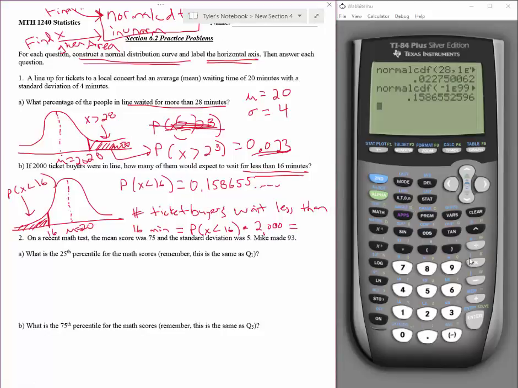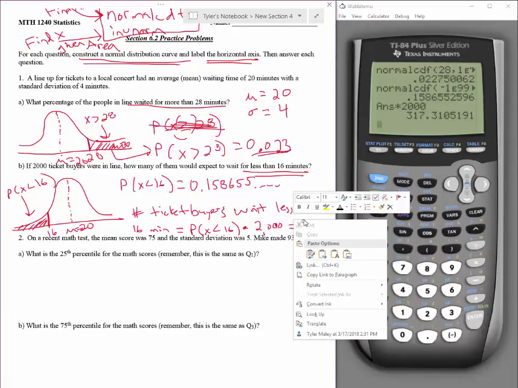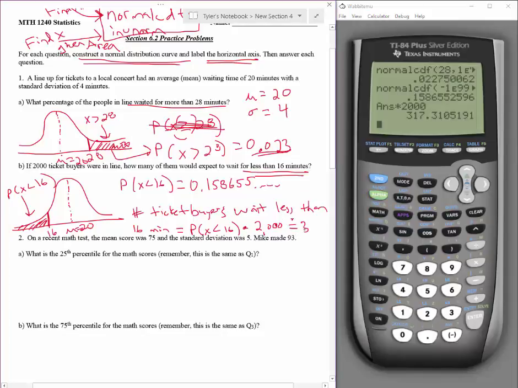So now if I just come over to my calculator and hit times 2,000, we get that we would expect about 317 people to wait in line less than 16 minutes. So hopefully that makes sense, right?